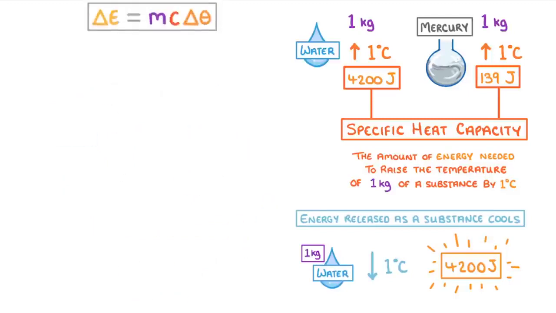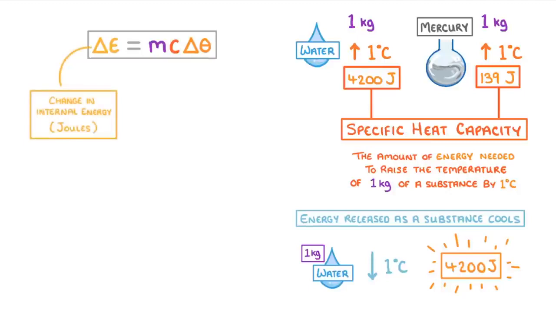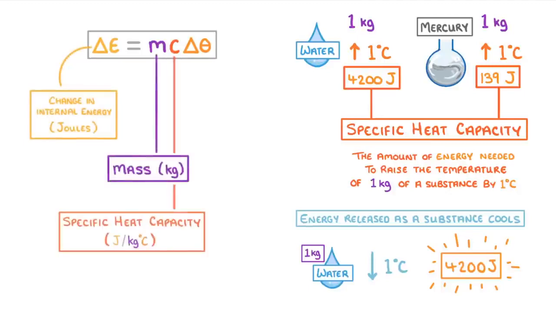We can put this idea into an equation where the change in internal energy is equal to the mass times the specific heat capacity for that particular substance times the change in temperature, with the triangles meaning change and the zero with a line through it being a theta sign, which here means temperature.